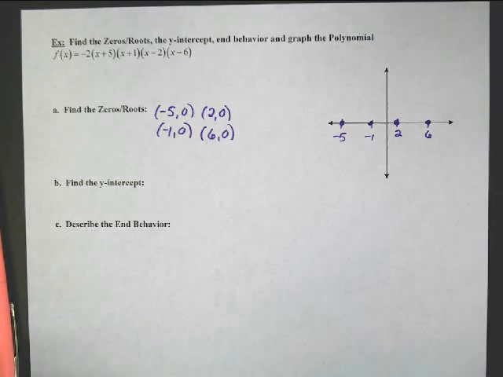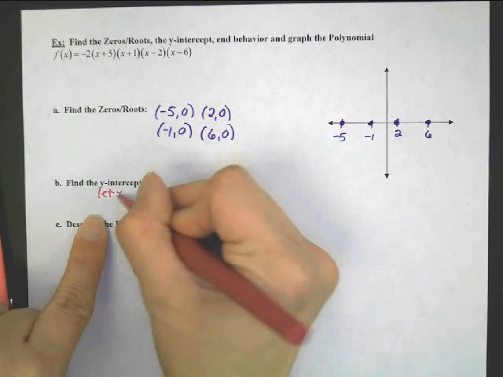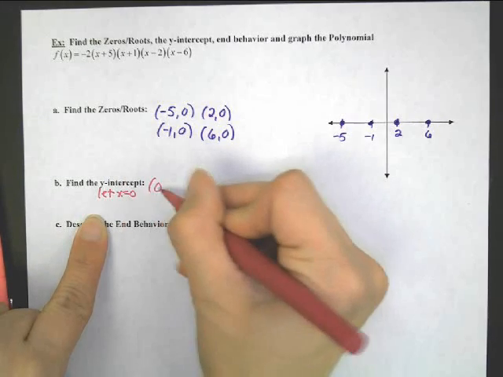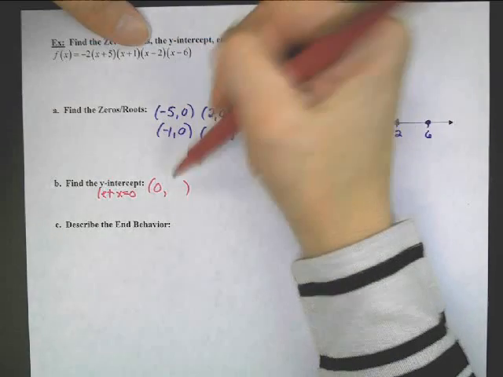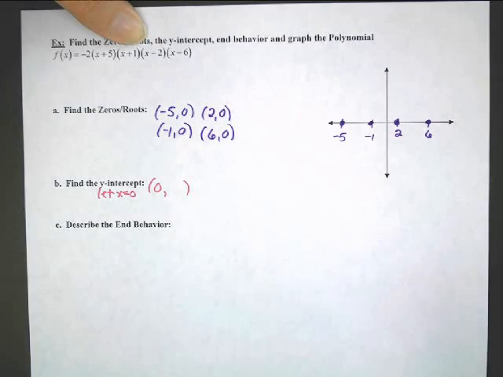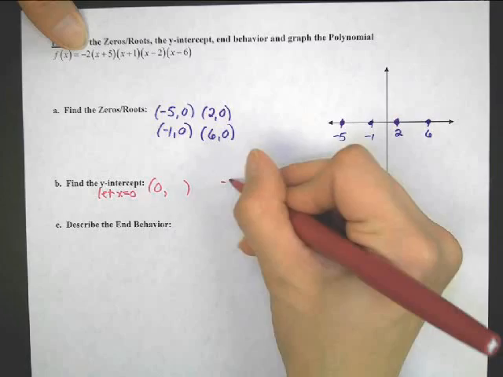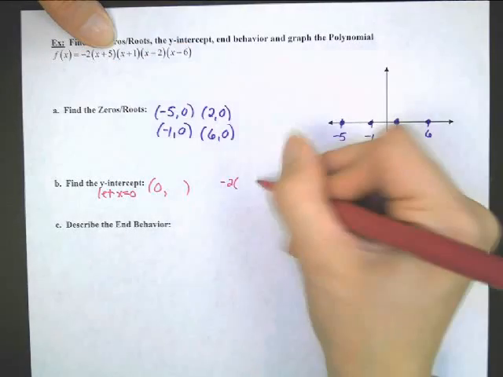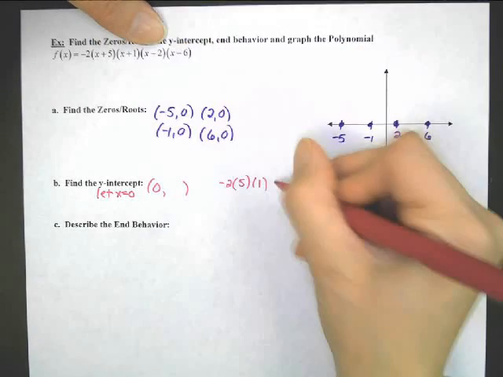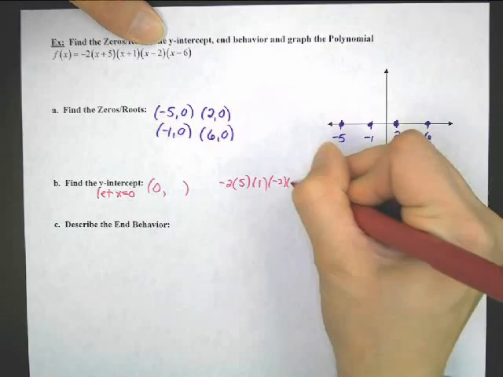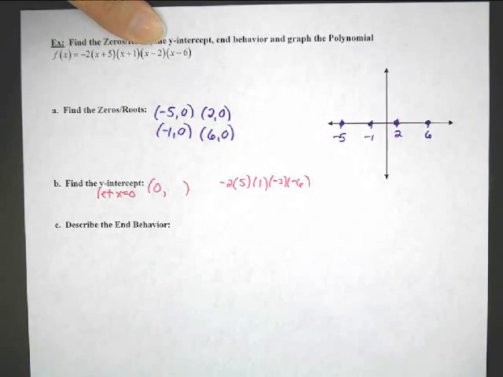The y-intercept. Okay, y-intercept, you let x equal 0. Okay, so it's going to be 0, something. Now, since I factored it for you, that was really easy, but now we're going to have to actually calculate the y-intercept. So if you put 0 in for x, that's going to be -2, 0 plus 5 is 5, 0 plus 1 is 1, that's going to be -2, -6. I put 0 in for x. Now you have to calculate this.